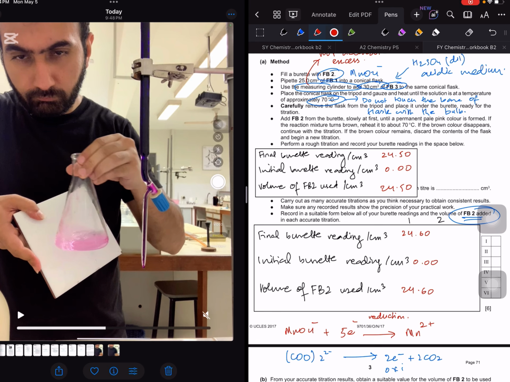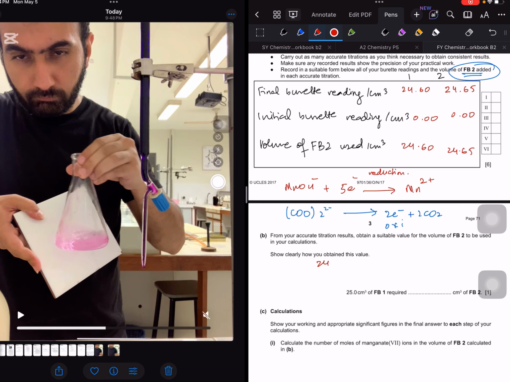You may have to perform more titrations, but that's totally okay. And then hypothetically, I'm just writing the second titration value. It is 24.65, 0.00, 24.65. So my value is going to be 24.60, 24.65 divided by 2 is equal to the volume average, and it's going to be 24 point, what's in between, so that's 24.625 or 24.63.